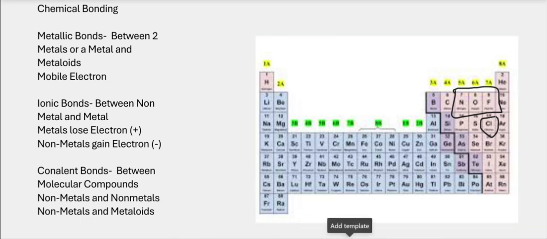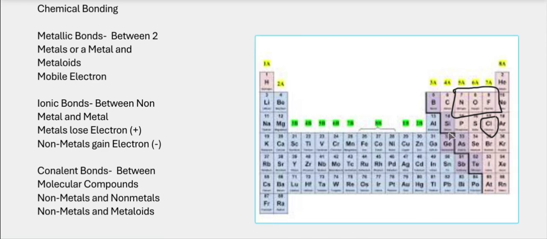But chemical bonding. Chemical bonds can come in three major sections. There are metallic bonds, ionic bonds, and covalent bonds. Sorry for the misspelling there. Metallic bonds are between two metals, or a metal and a metalloid. And metalloids are these purple shaded elements here. Ge and Sb, so germanium and antimony, are the more metal-like metalloids.